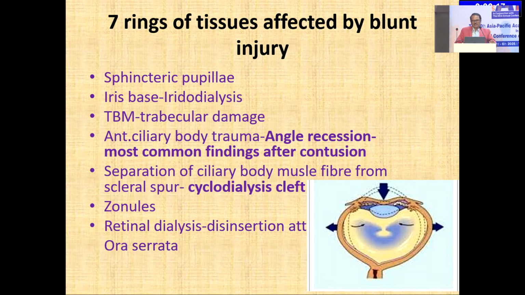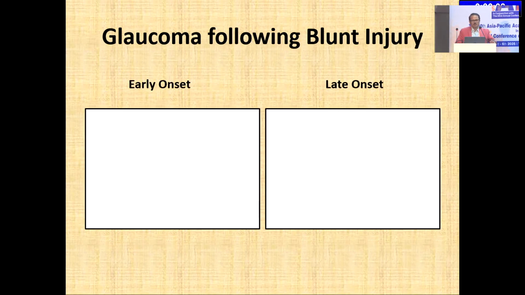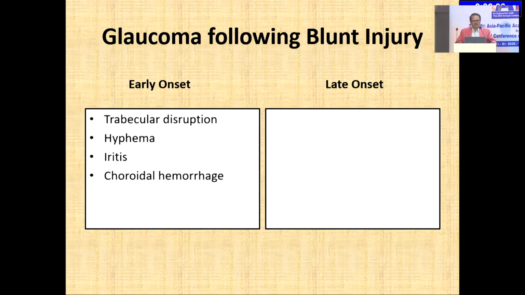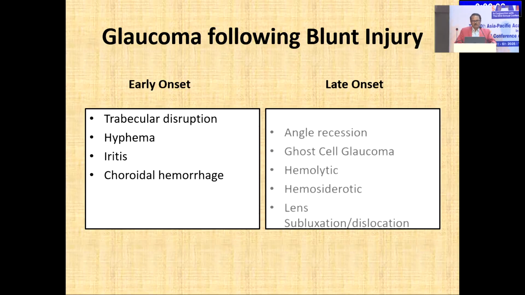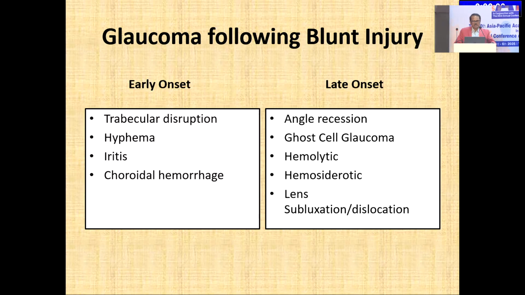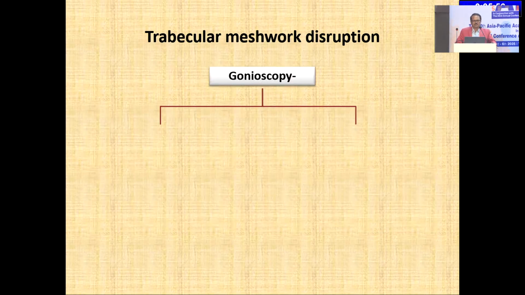So all kinds of injury can occur because of the compression, then decompression, then the adjustment and the oscillations of the globe. So glaucoma following blunt injury could be early because of trabecular disruptions, hyphema, iritis, or choroidal hemorrhage, or late onset, which could be due to angle recession, ghost cell glaucoma, hemolytic, hemosiderotic, and lens subluxation or dislocation.